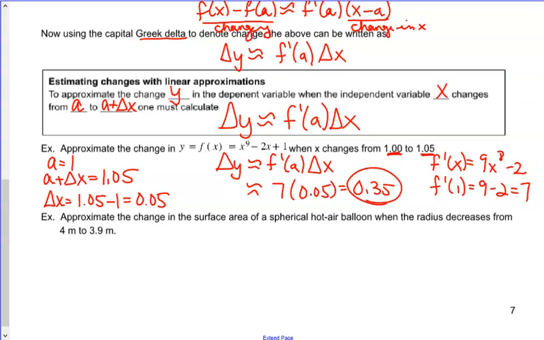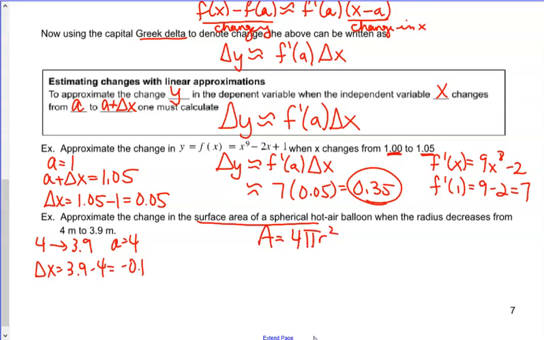Okay, so let's do an application. Approximate the change in the surface area of a spherical hot air balloon when the radius decreases from 4 to 3.9. So we go from 4 to 3.9. To get our delta x, I have to take 3.9 minus 4, which is negative 0.1. Remember, a is where we are starting from. So we have to know what the surface area of a sphere is. Sometimes you may have to go back and refer to some geometry formulas to help you out. The surface area of a sphere is 4 pi r squared.